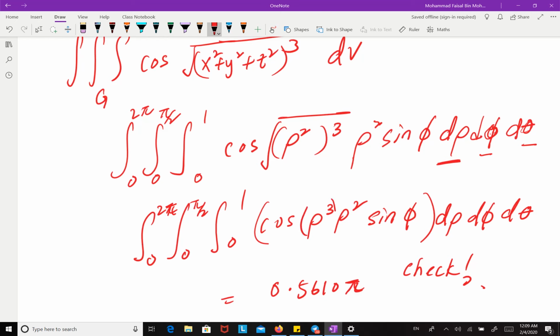So remember, we have parentheses here. You put your rho squared in front so that you are not confusing what you are doing.